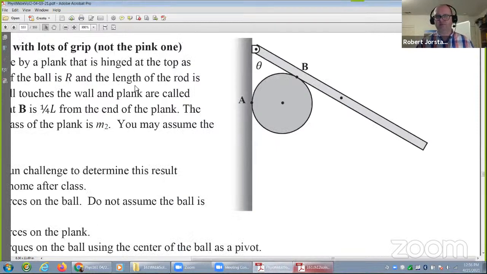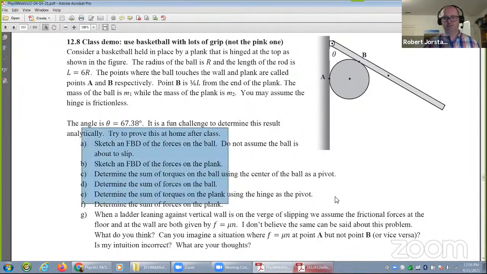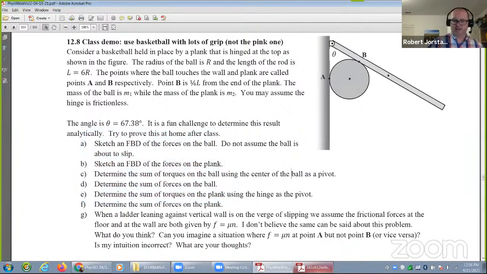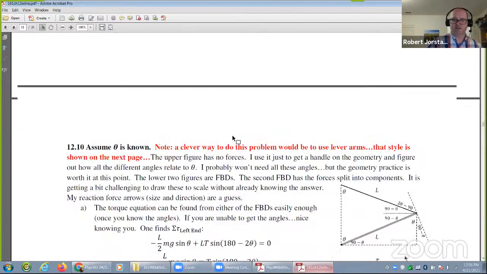Basically, I just wanted to practice the FBD. So I did not actually want to solve anything. It was just sketch the FBDs. So technically that was not an FBD. I drew the forces on the object. What was this, 12.8?